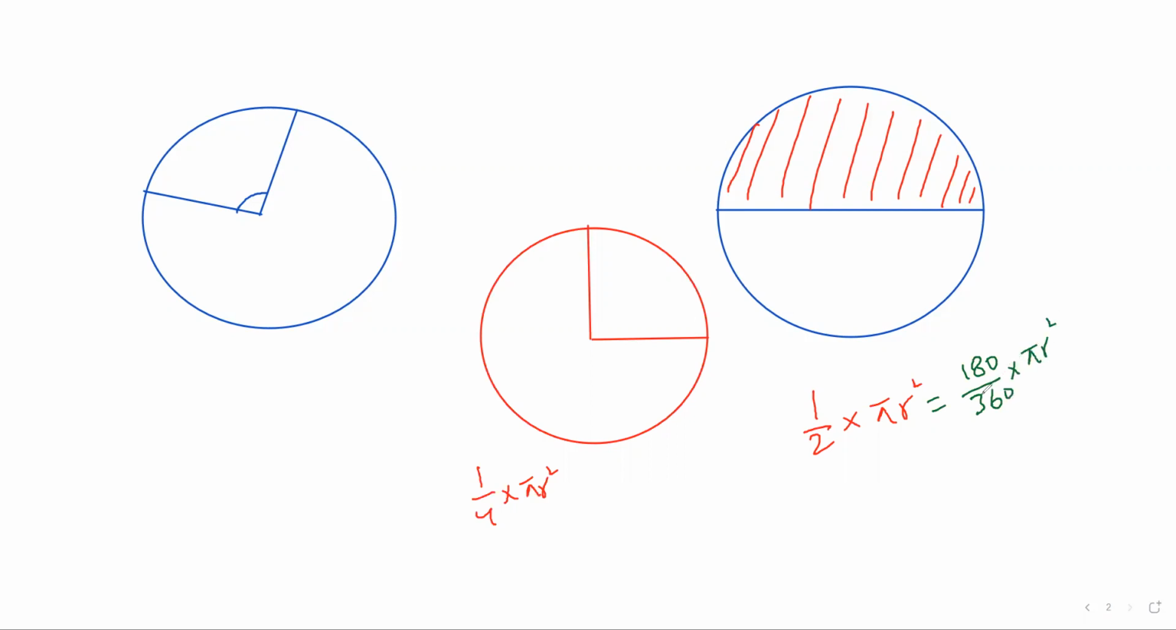This can be written as 180 over 360 into pi r square, because here you have the angle which is going to be 180 degrees here. And here you have 90 degrees. So this quarter pi r square can be written as 90 over 360 of pi r square as well. So in general, if you have a theta over here, this is going to be theta over 360 into pi r square. That is how you find the area of a sector. This is the area of a sector.